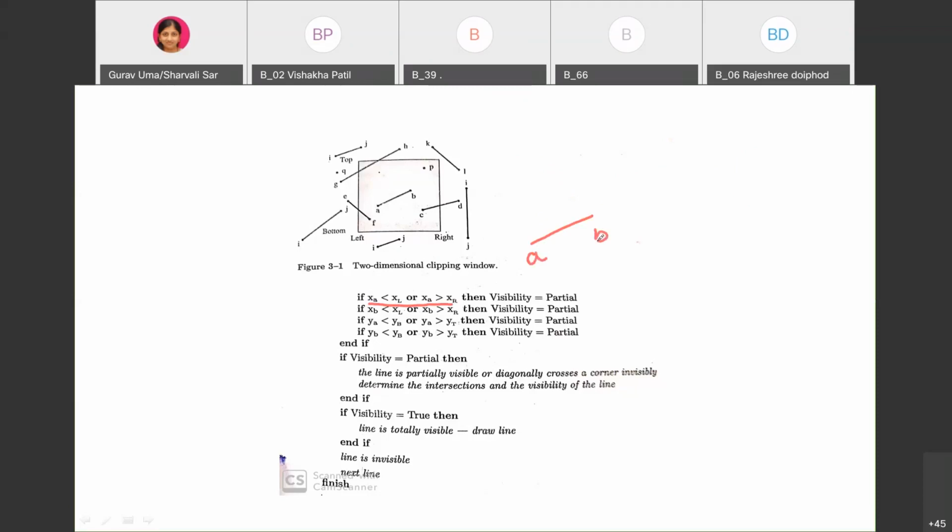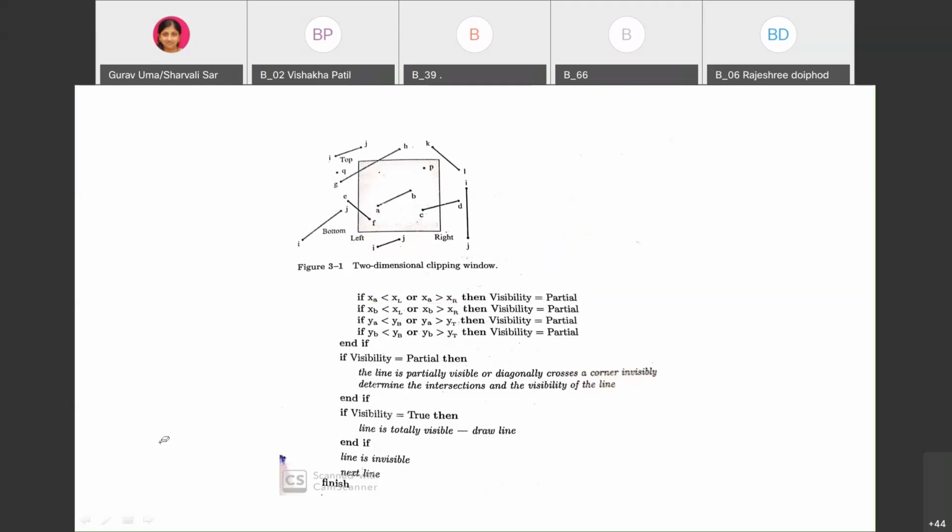If XA is less than XL, that means it will be somewhere here. And if XA is greater than XR, that means it will be somewhere on the other side of the window, somewhere here. So the line is partially inside and partially outside, so the visibility will be partial. Now check for the next lines.